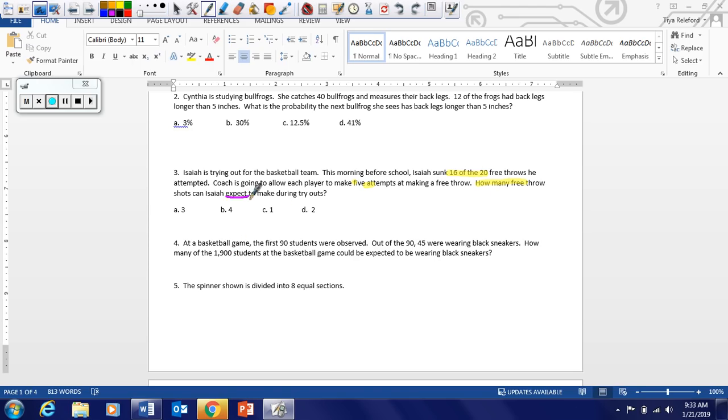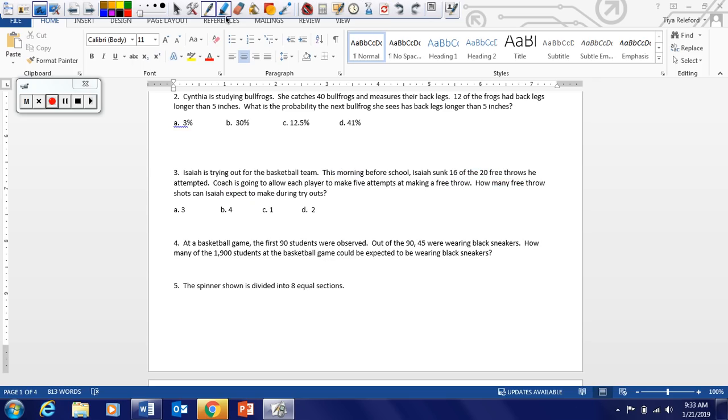This word expect, you need to highlight, underline, or circle it. In fact, when I grade your papers, that is worth 1 whole point. Circling the word expect. If it is expect, you need a proportion. On one side of your proportion goes the probability. On the other side goes how many times he's trying to make a free throw. That's your total. It's going on bottom. 16 out of 20 goes on the left side. So X is going to go here, and that'll be your answer. Expect means proportion.